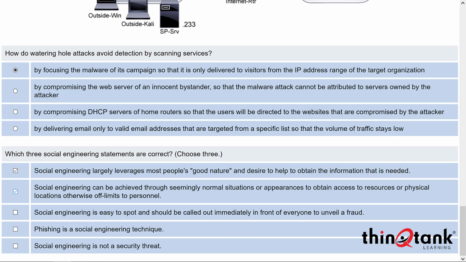Scam artists are scam artists for a reason. They do it because it's easy, or it's not easy, but it's successful. So if you have a really good con artist, they're going to be able to trick you.